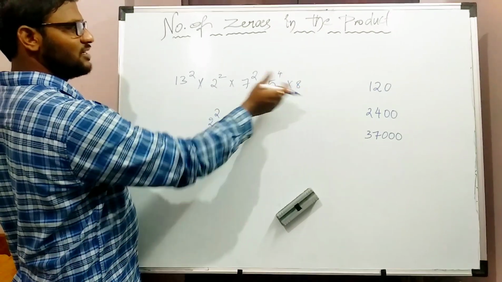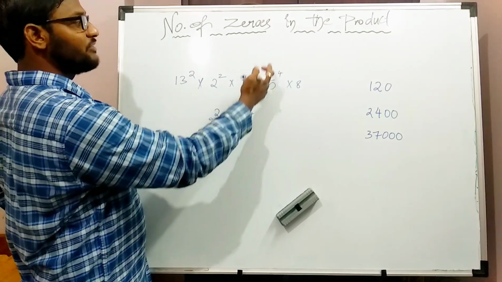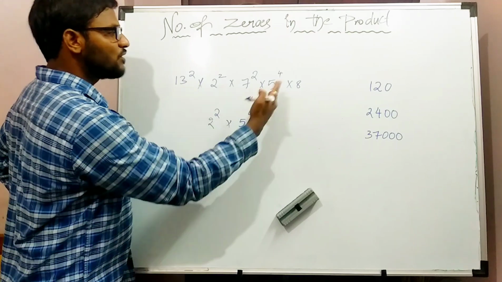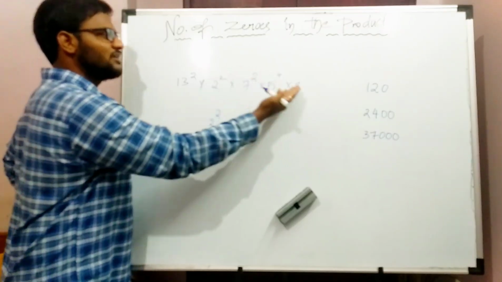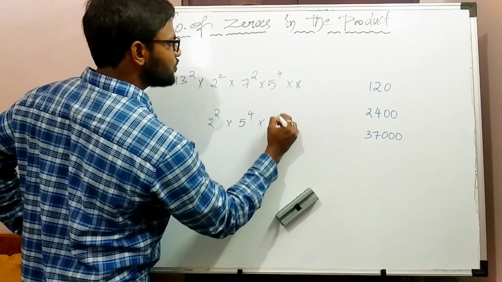But see here, this 8 we can write as 2 cube, no? Here 5 power 4. So count the number of 2s. Here number of 2s is 2 square, but here 8 also we can write as 2 power 3. This 2 power 3 also counts.